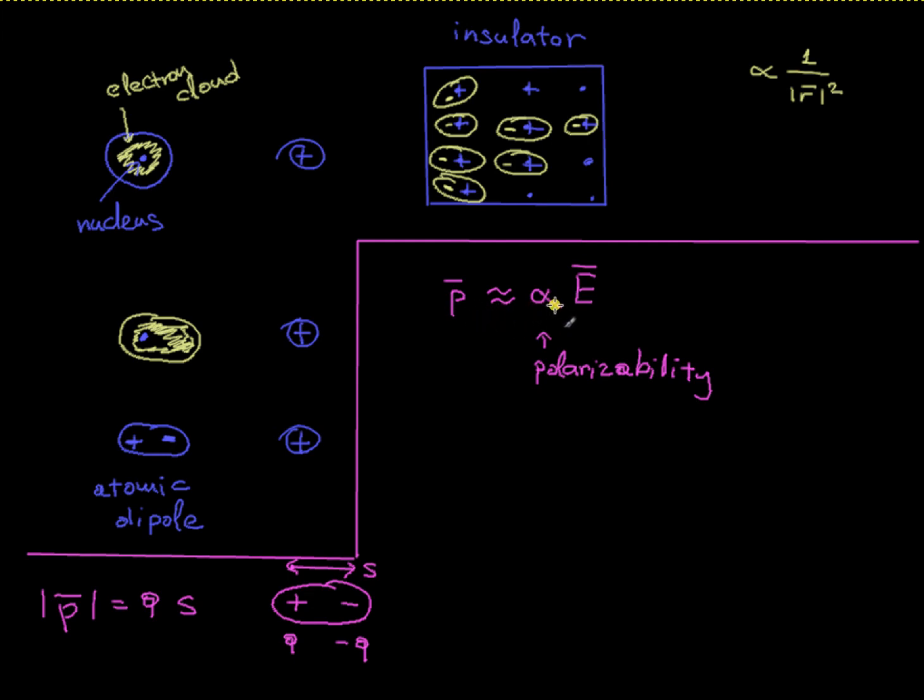Now, one thing to keep in mind: this is a linear relationship between the electric field and the dipole moment, and it's linear because the field is to the power of 1. It also implies something about the direction of the dipole moment. Since polarizability is always a positive number, what this relationship is telling us is that the induced dipole moment and this external electric field always point in the same direction.